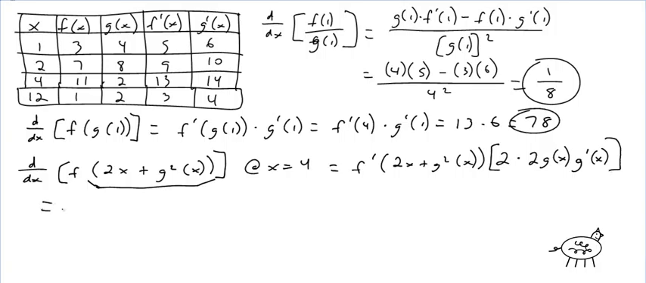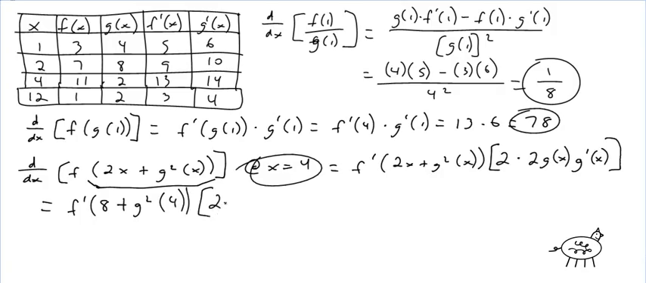Okay? So I plug some values in now. So it's f prime of 8, because what am I putting in here? 4. Putting a 4 in there. So 2 times 4 is 8 plus g squared of x. So let's just show a little work here. G squared of 4 times 2 times 2g of 4 g prime of 4.